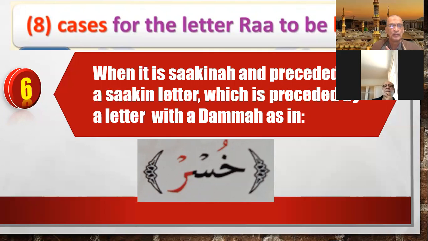Again, number 4, 5 and 6. Number 4 is with Damma, if Ra has Damma, like Kafaru. Number 5, sakina preceded by Damma, like Al-Quran. Wal Asr has no Damma; this is with Fatha.